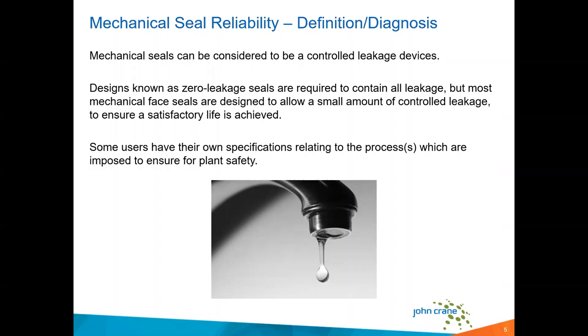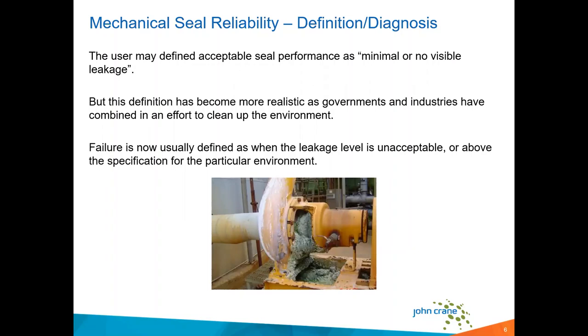So obviously it's going to depend on the volatility of the process itself. And then we have to look at additional layers of containment and leakage management, depending on both the environmental restrictions in place and the plant standards and regulations that apply. The key thing to understand is that the user of the equipment oftentimes determines what's acceptable and what's not acceptable in terms of the leakage from the mechanical seal and ultimately the seal performance.